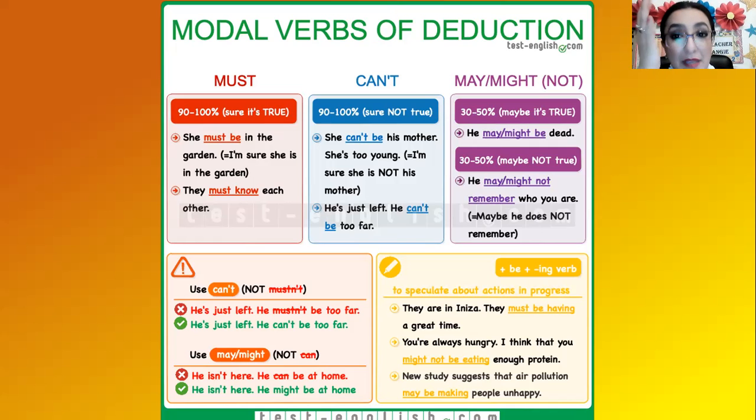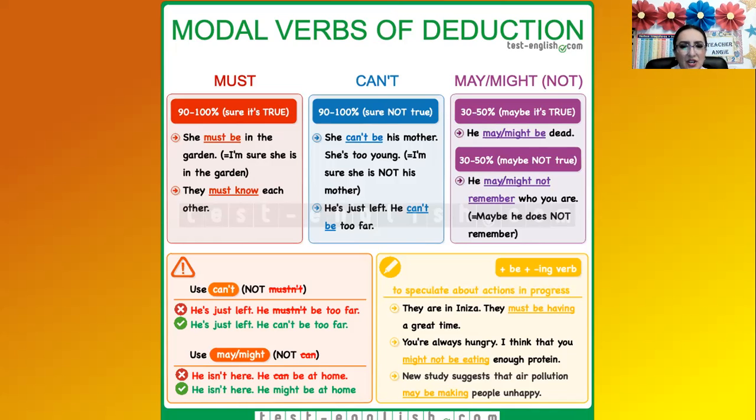Que como decíamos, may y might son súper iguales, pero la diferencia es que might tiene menos probabilidad y may tiene más. ¿Sale? To speculate about actions in progress, cuando estás especulando en algunas acciones que están presentes, ¿no? They are in Inisa. They must be having a great time. Ellos deben estar teniendo un buen tiempo.